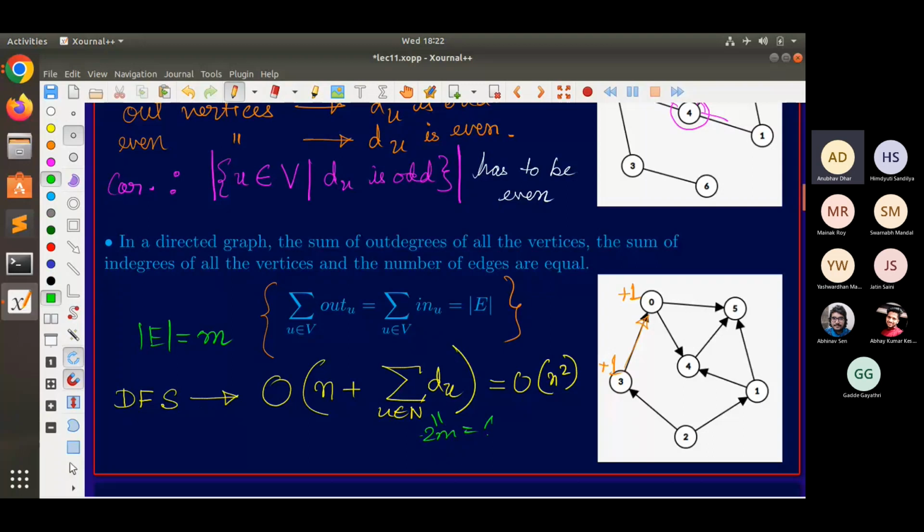which is order n plus m. Now, in most competitive programming problems, what you're given is that n and m are less than 10 to the power 6 or 10 to the 5. Anyway, that means this time complexity is sufficient for us to pass the time limit. Okay, so was there any doubt in this discussion?